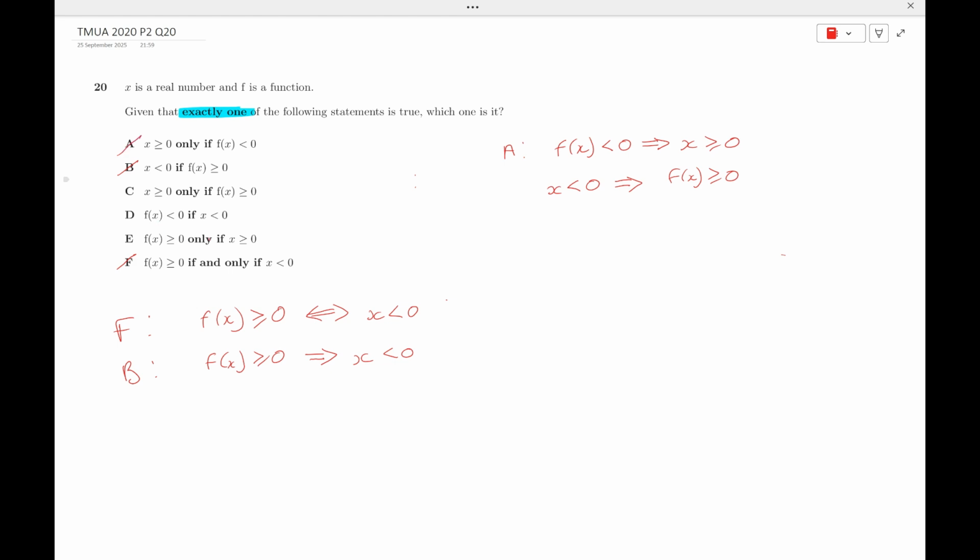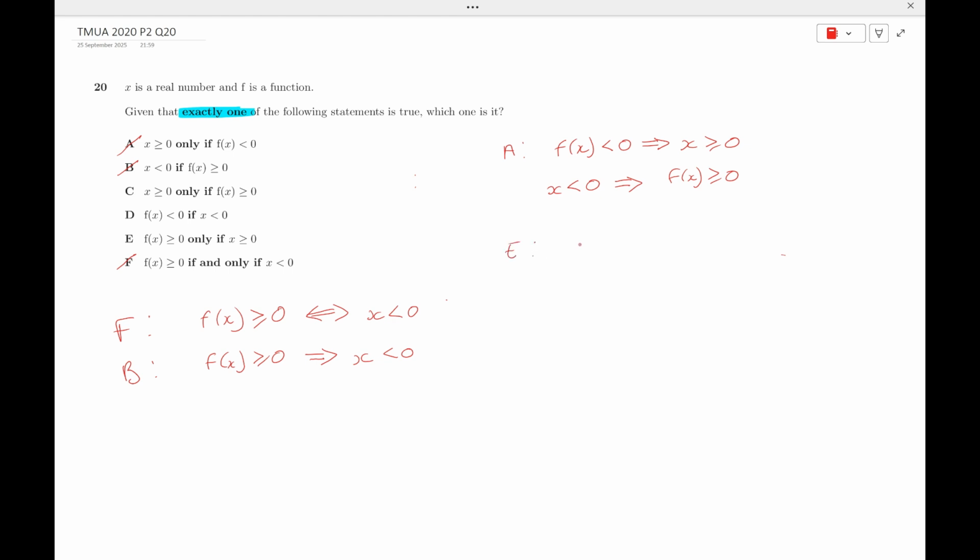Then, if we look at the contrapositive, the "if" statements are actually a little bit harder, because it's harder to do a contrapositive of an "if". It's easier to do it with an "only if", because we're not saying that x less than 0 is the only thing that makes f of x less than 0. Whereas if D was an "only if", it'd be better.